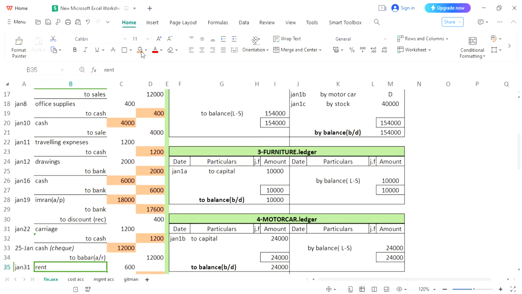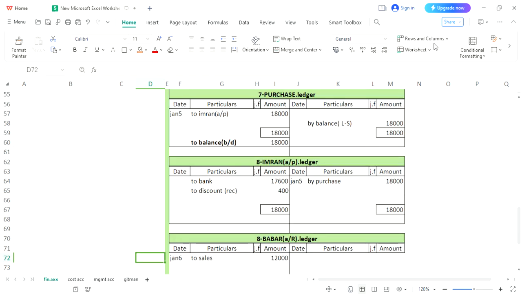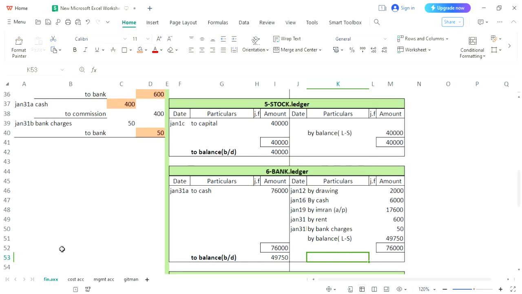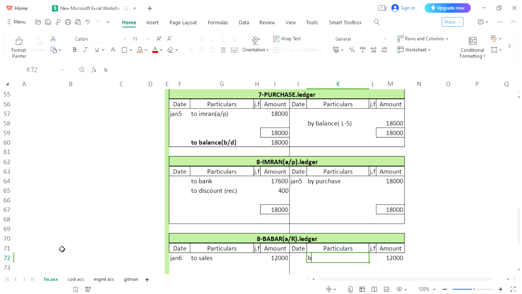and here Babar has arrived and you have received a check from Babar. Babar is credited by 12,000. So we will go to Babar's account and write 12,000 in the amount column. Okay, it's time to see what was the reference for this 12,000. You can see here Babar was credited with 12,000. What is written on the opposite side? Cash. So by cash would be the reference.